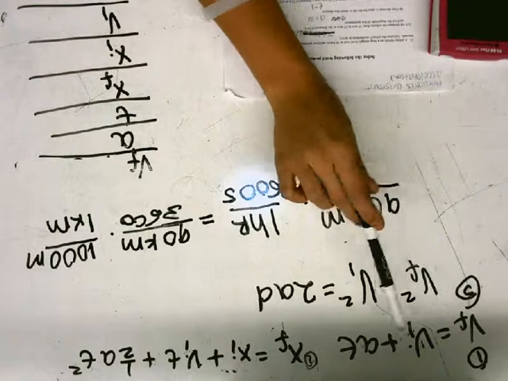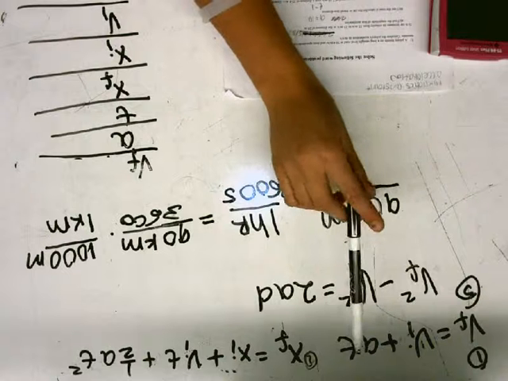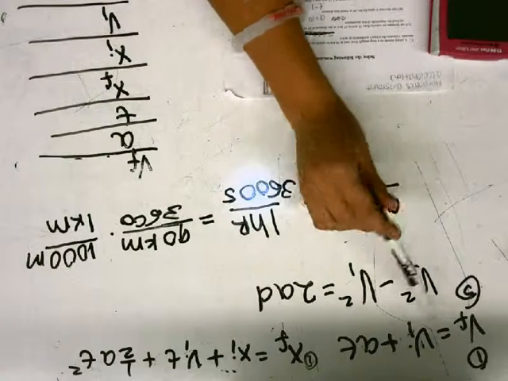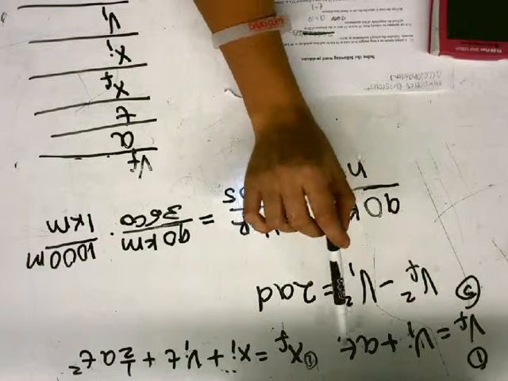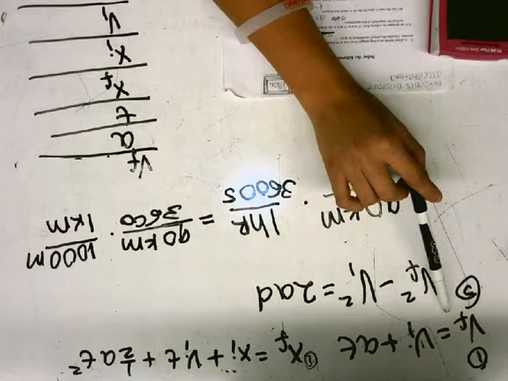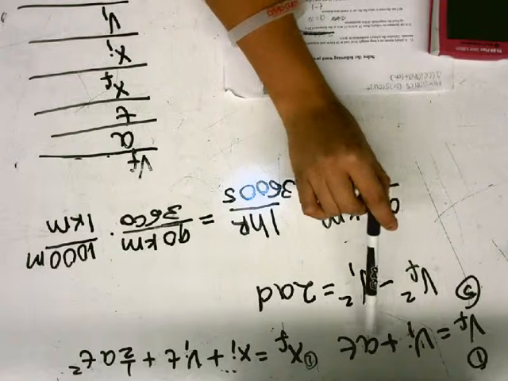Okay, so I'm just going to define the variables really quick. VF is final velocity, VI is initial velocity, A is acceleration, and T is time. So it is final velocity equals initial velocity plus acceleration times time. Okay, moving on to the second one.